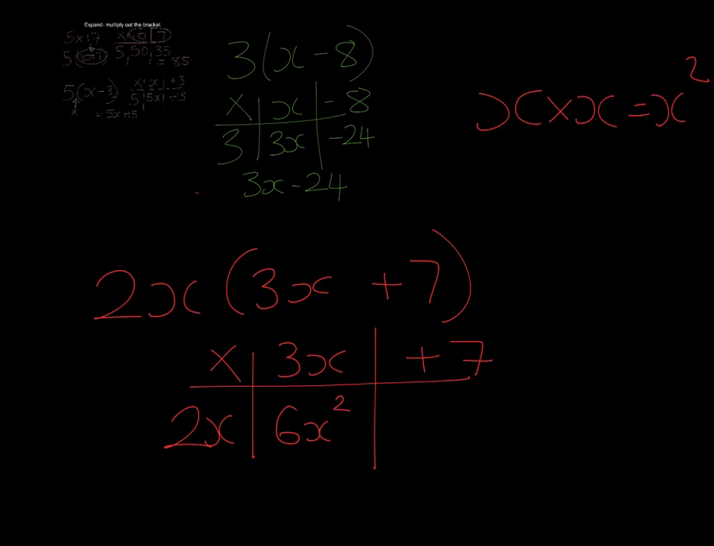Then your final one, 2x times 7. Well, 7 2s are 14, and then we need to times by x, so 14x. Your final answer when you take it out of the grid is 6x squared plus 14x. And again, the x's cannot go together because they have to have the same power. So 6x squared could only be collected with other x squareds, and there aren't any. And then the 14x has to stand on its own because there are no other x's.